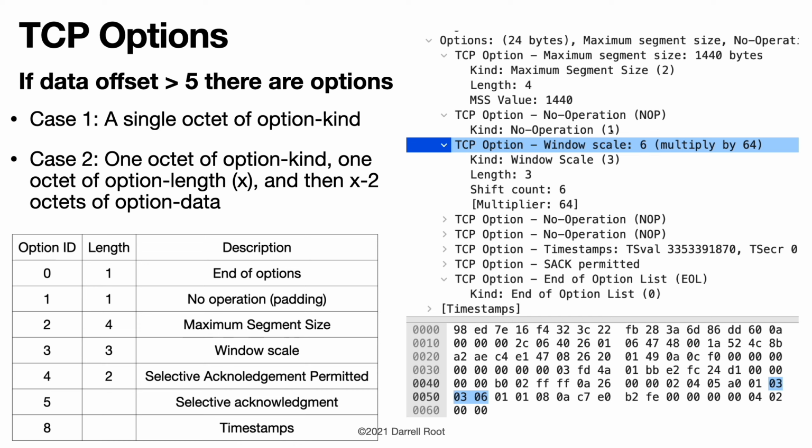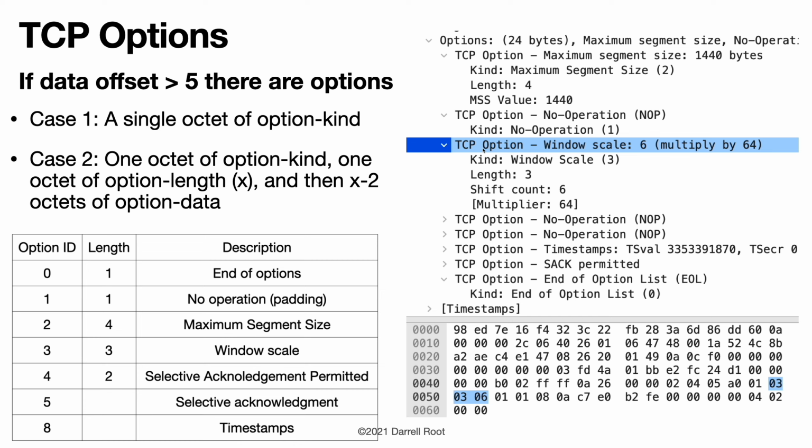And then there's 1 byte of padding. And then we have the window scale of 6. The shift count is 6, which means that the multiplier is 64. So for the entire TCP connection, that means whatever number is in the window field, you multiply it by 64 or shift it 6 bits over. Then we have some no operations for padding, and then we have some timestamps.